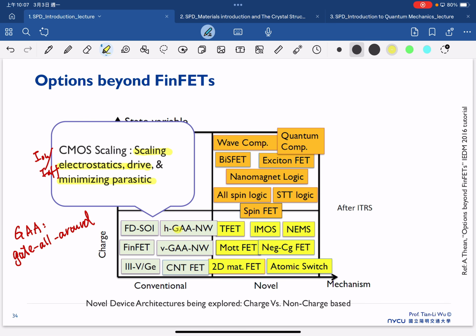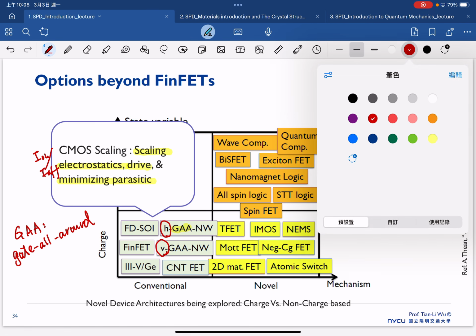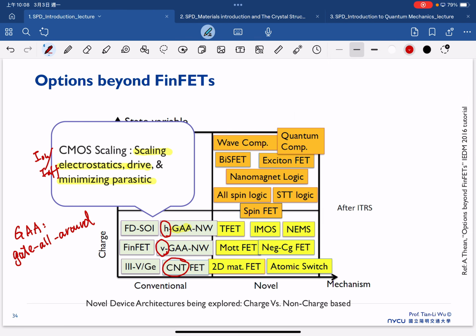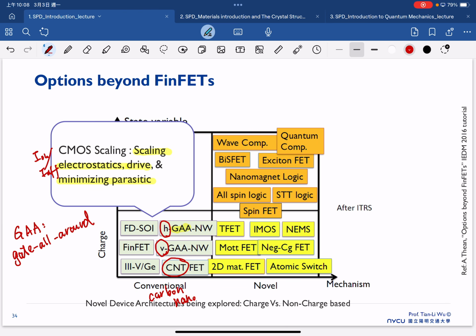And then gate-all-around can be divided into one that is considered horizontal, and one that is a vertical gate-all-around nanowire. And also there's an option for III-V and germanium, and there's an option for the CNT, which is a carbon nanotube. So that's the technology that we still try to work on.